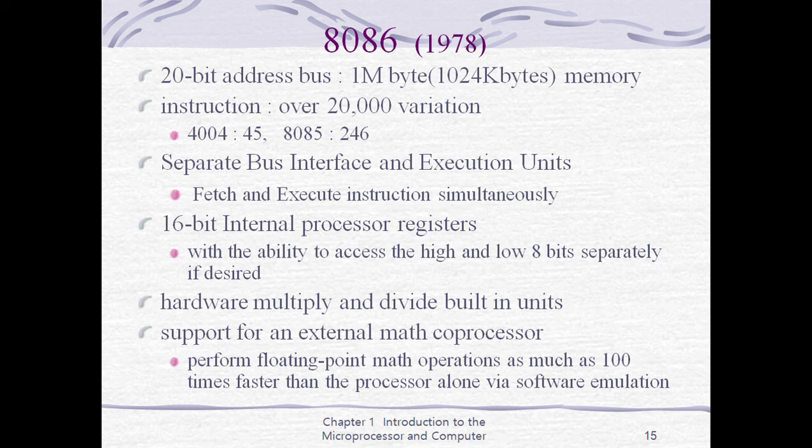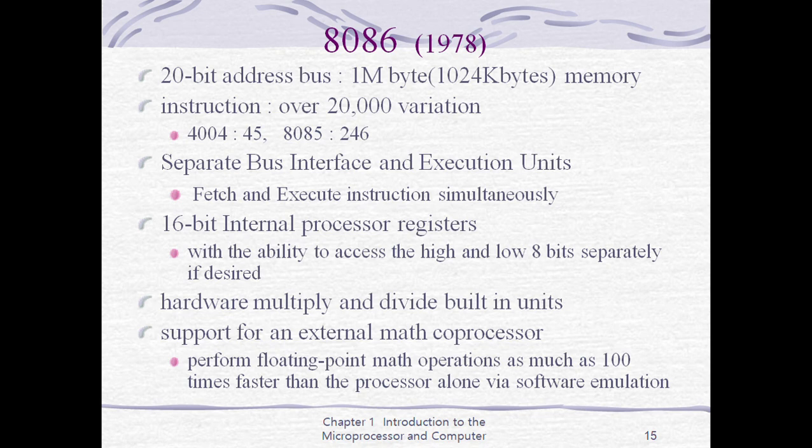In addition to the number of instructions, the 8086 had separate bus interface and execution units. So there were two units. One is responsible to fetch an instruction from the memory, while the other could simultaneously execute the instruction that had been fetched before. It had 16-bit internal processor registers.